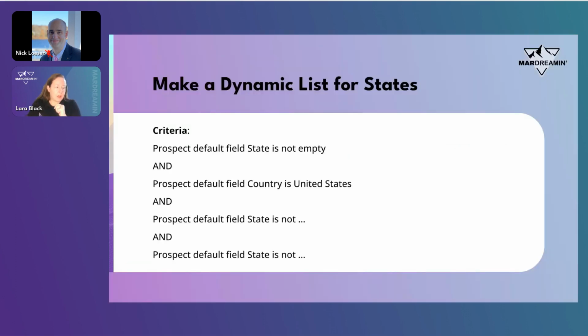But basically, for your dynamic list for states, you're going to make a dynamic list that says the prospect default field for state is not empty, and the default field for country is United States, and then a series of the prospect default field state is not, and then you're going to have all of the correct state values in it. And that's where that previous screen, that list, comes in handy.